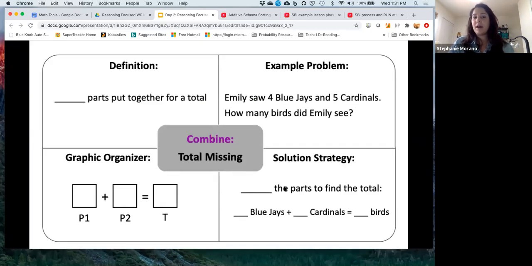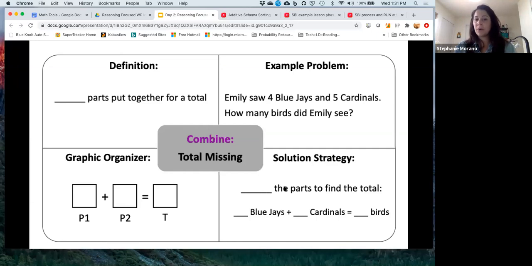So this is where I recommend using these FAIR models that we got a peek at yesterday. We're going to spend maybe 1 lesson, maybe 2 lessons, just covering this basic information about what the schema is. So in the combined schema, we have total missing problems, where we put two parts together for a total. That's our definition. We can teach the definition with the gesture. Again, we've got one part, a second part, and those parts come together for a total.